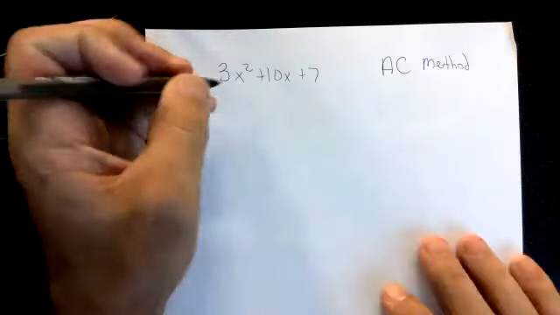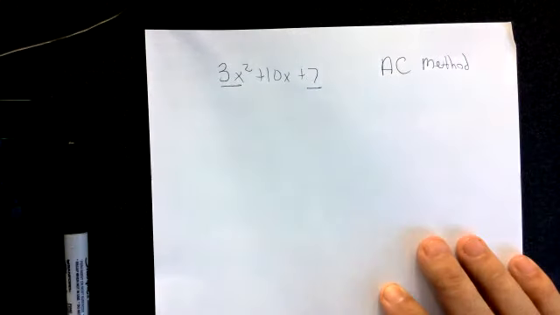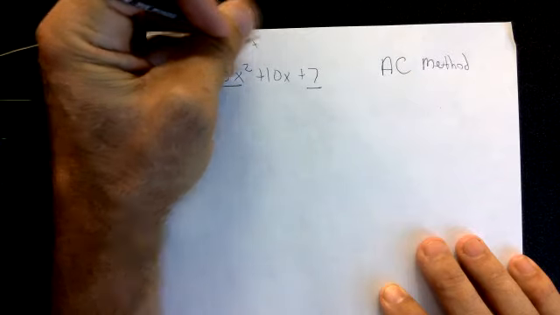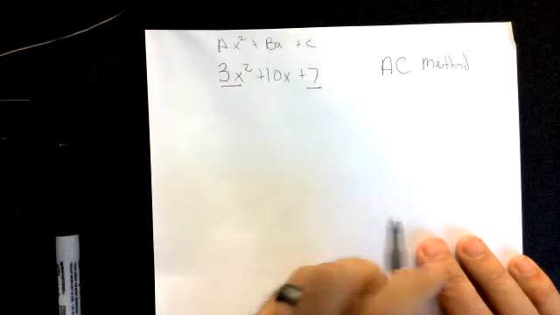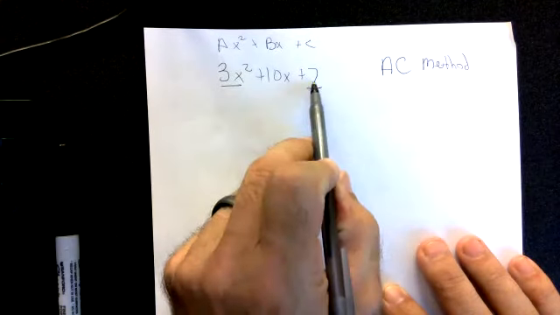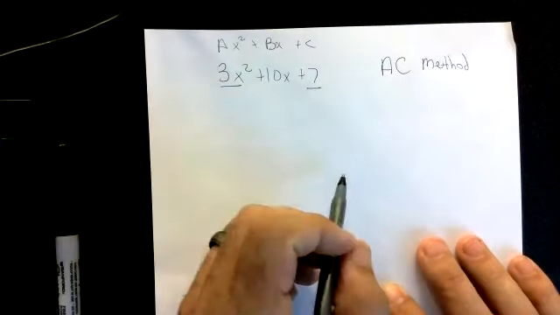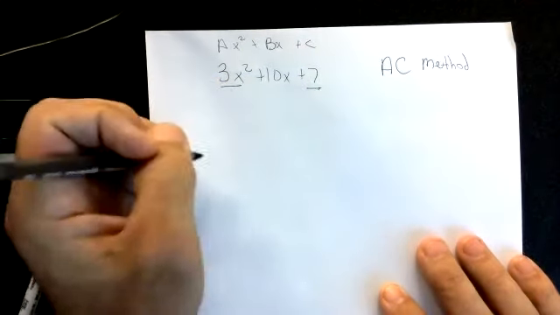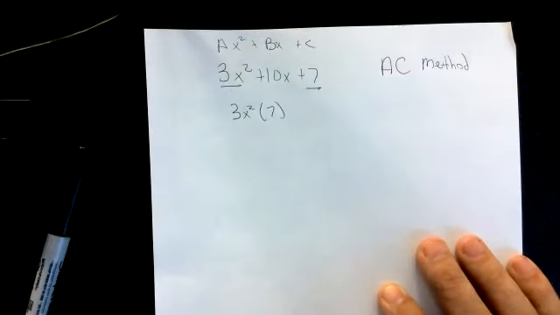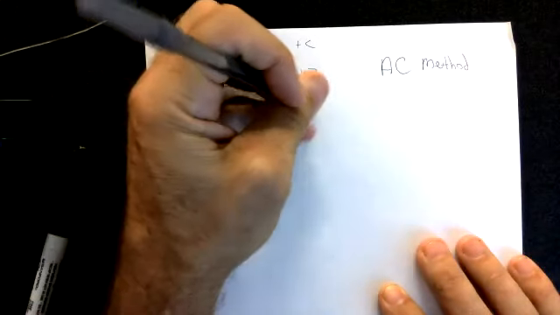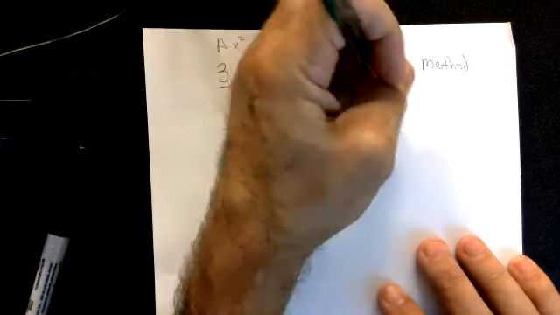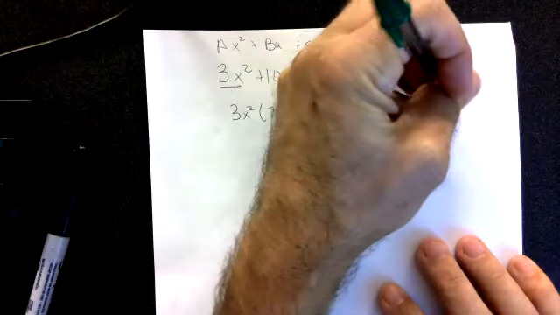Okay, the first step is we're going to multiply what we call A and C. The standard form of a quadratic equation is ax squared plus bx plus c. So if I refer to A and C, A is just your first term, C is your last term, B is the middle term. Anyway, we're going to multiply A and C. So if I multiply 3x squared and 7, I get 21x squared. So step 1 is to multiply A and C.